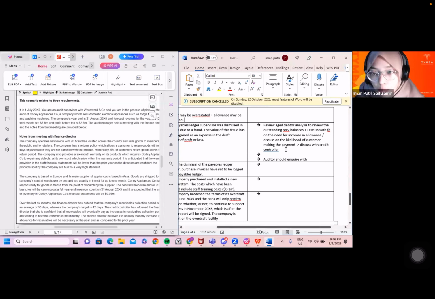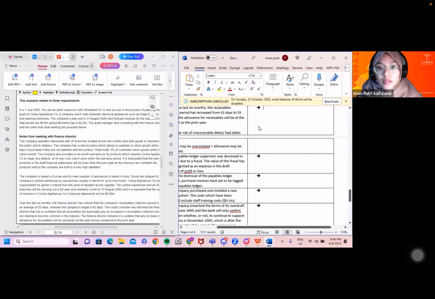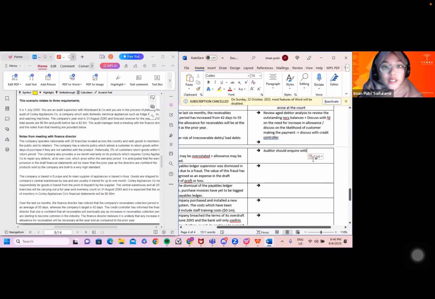Oh my god, I just realized that I put it in the wrong column. It should go here. Auditor should inquire with the management on why they chose to not revise the allowance for receivable for the current year.